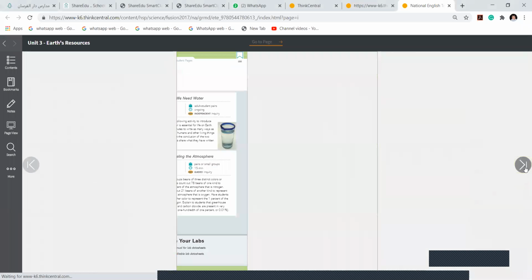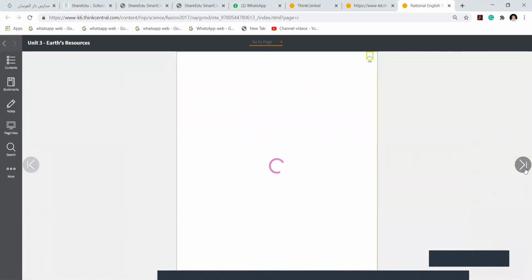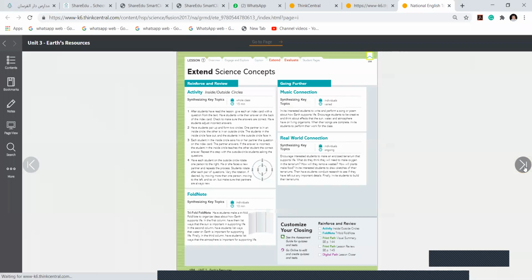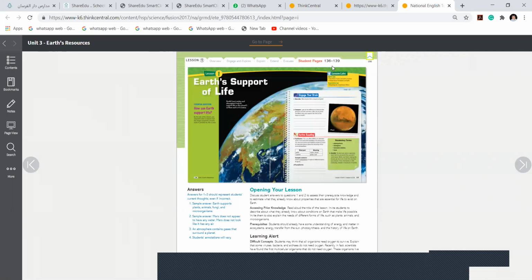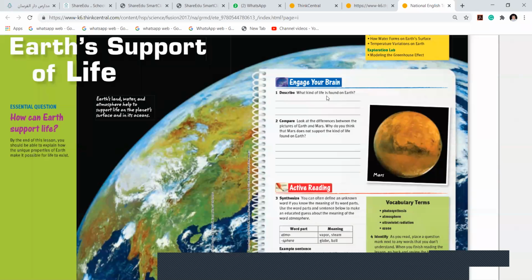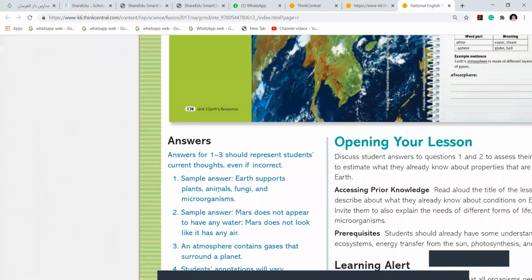And here, coming to the first page. What kind of life is found on Earth? Earth supports plants, animals, fungi, and microorganisms.